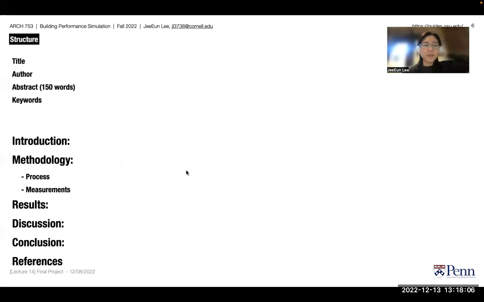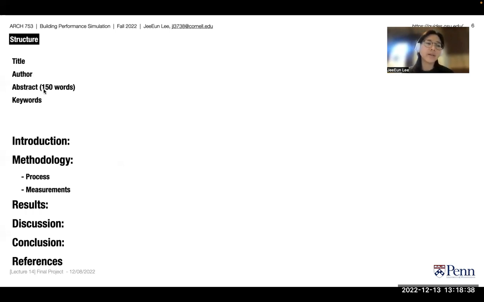So first, on the first page, you need to have the title, authors, abstract, and keywords. For the title, you need to make your own title based on what you've done. Maybe this is not just the final project's name. You can come up with a new title for how you want to call your project. And the author will be you.